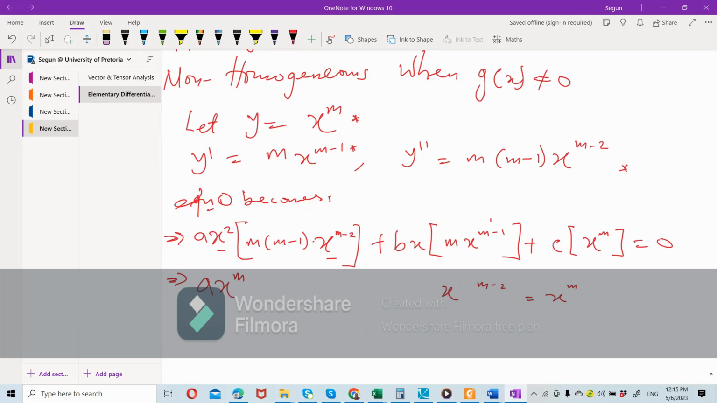Okay. So I clean this one. Then what do I have at the end of the day? I have m into m minus 1, plus b x raised to power m in bracket of m, plus c into x raised to power m equals to 0.